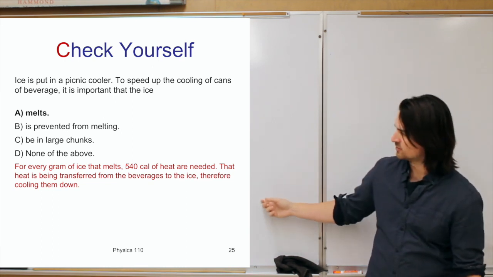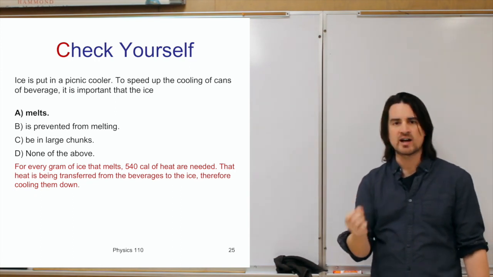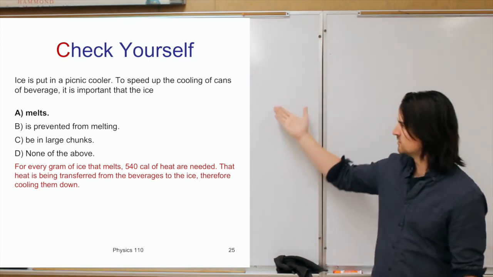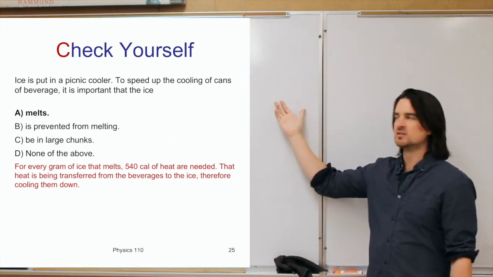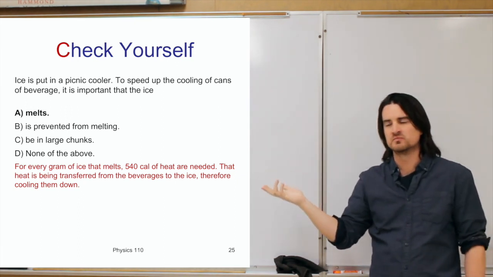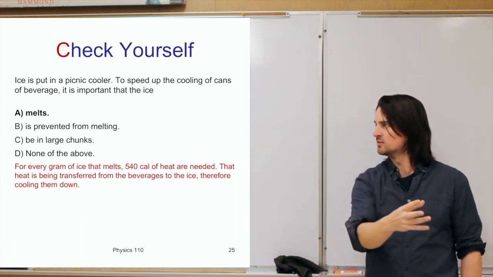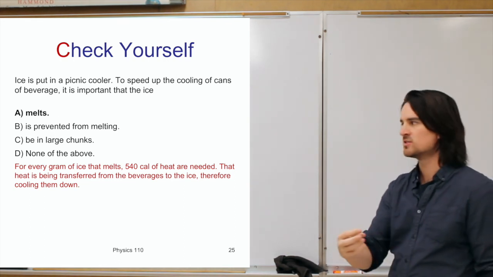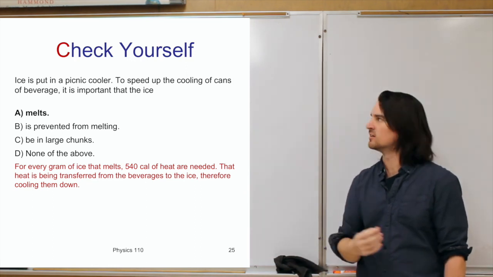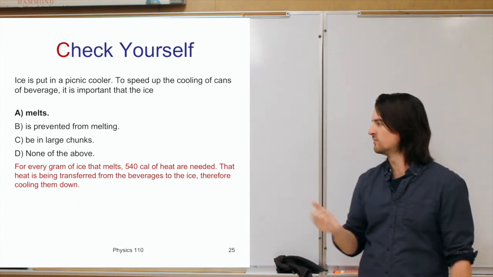And like we looked at earlier, for every gram of ice that melts, it's exactly 540 calories of heat that are needed, right? So where's that heat coming from? If it's just the ice and the beverages in the container, well, maybe a little bit of air too. It's coming from the air, it's coming from the cans. Right? So you're essentially pulling heat, or heat is being transferred from the cans into the ice in order to melt them. So the faster that melting happens, the quicker you're pulling heat out of the cans, the faster you're going to cool them down.